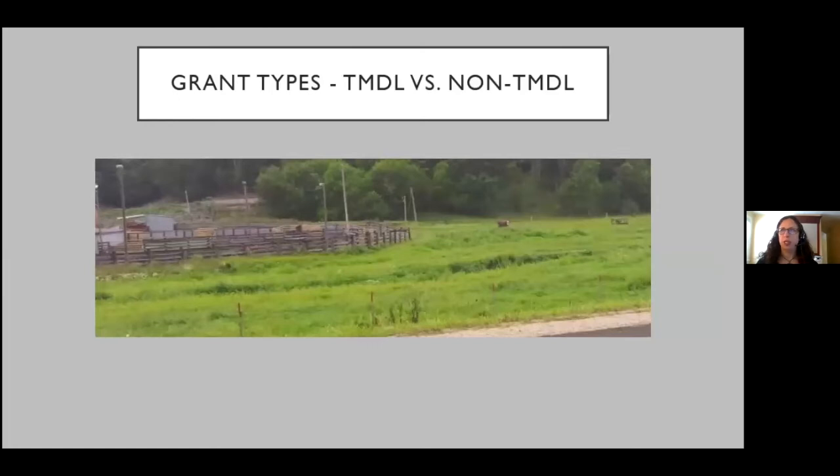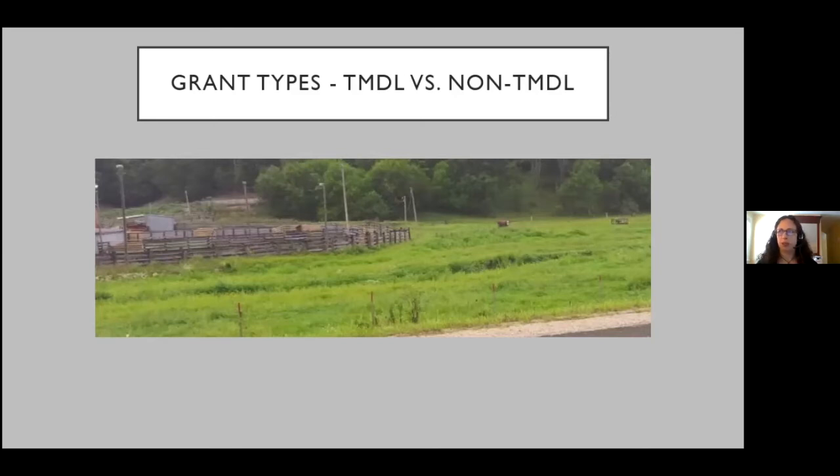So if the project is stabilizing stream bank as part of addressing the noncompliance through fencing or relocation, then yes, this is an eligible non-TMDL TRM project. You can see the same site in this photo. The stream banks have been revegetated and the animals no longer have unlimited access to the stream.